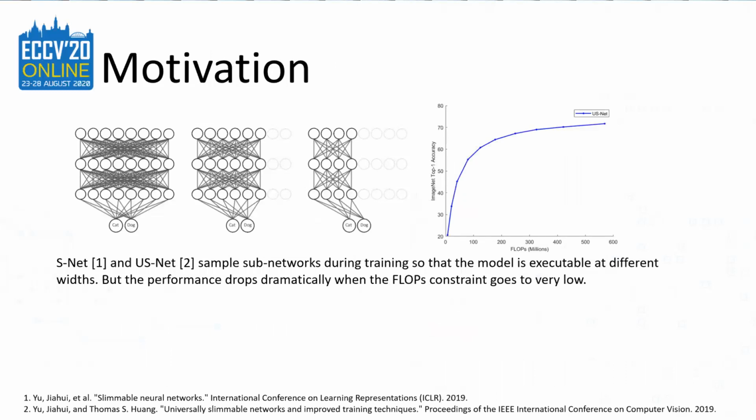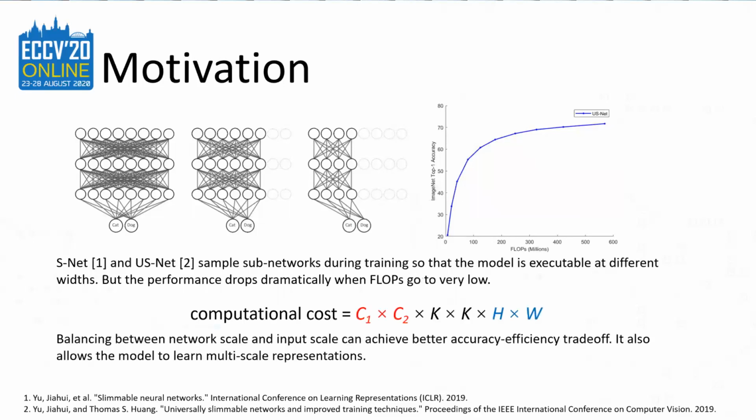Previous works like S-Net and US-Net proposed to sample subnetworks by the network width during training. The trained model can run at different network widths, with performance dropping dramatically when the FLOPs constraint goes very low. We note that the computational cost is determined by both the network scale and input scale. Only focusing on the network scale cannot achieve the optimal accuracy-efficiency trade-off. To achieve better trade-offs, we propose to balance between network scale and input scale.